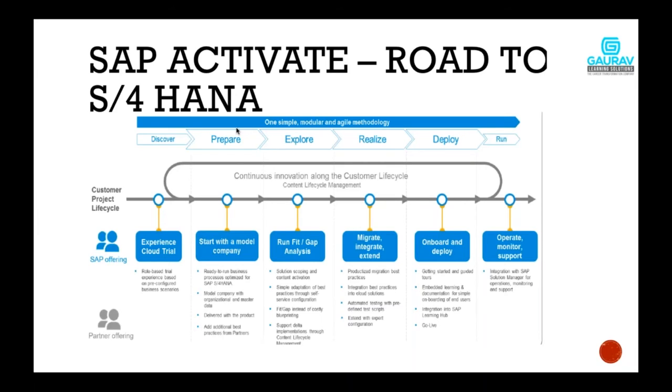In the deployment phase, what will you do? You will actually test the system. Your users will test the system. They will perform the UAT. You will perform the data migration scenarios. And finally, on one fine day, you will start using the system, that is, you will go live. That is nothing but running the system. So these are, at a higher level, the different phases you have in SAP Activate methodology.